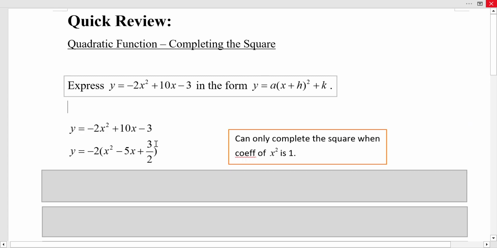To complete the square, first you need to check that the coefficient of x squared needs to become 1. So we have to factorize out -2 so that the coefficient of x squared becomes 1. This is because you can only complete the square when the coefficient of x squared is 1.